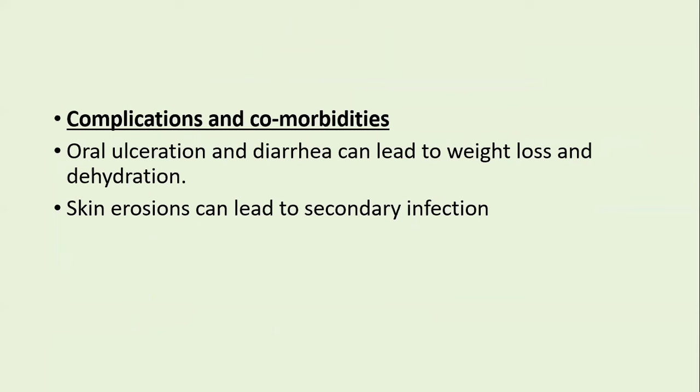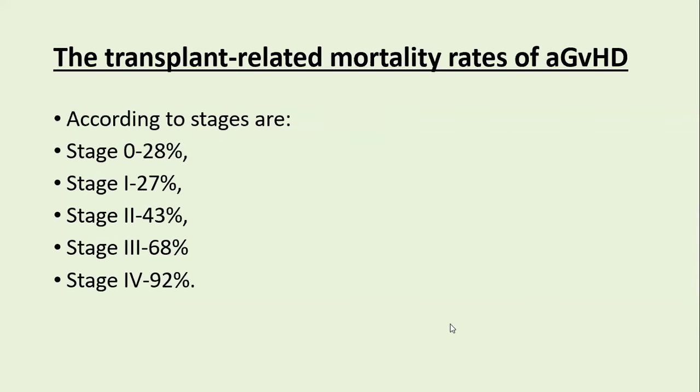Complications and comorbidities. Oral ulceration and diarrhea may lead to weight loss and dehydration. Skin erosions may lead to secondary infection. The transplant-related mortality vis-a-vis the staging of acute GVHD. In stage 0, it is 28%. In stage 1, it is 27%. In stage 2, it is 43%. Stage 3 is 68%. And stage 4 is 92%.